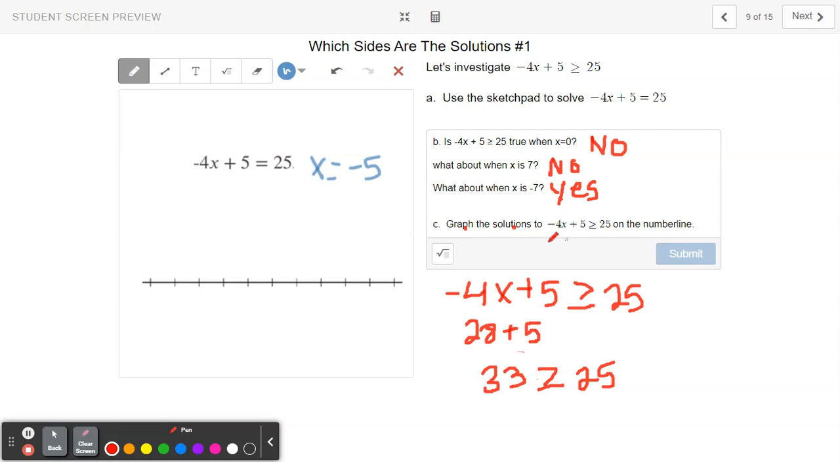Graph the solutions to show any single number that could work for this on the number line. Okay, so what we end up knowing, all right, so let me go ahead. I'm going to put 0 here.